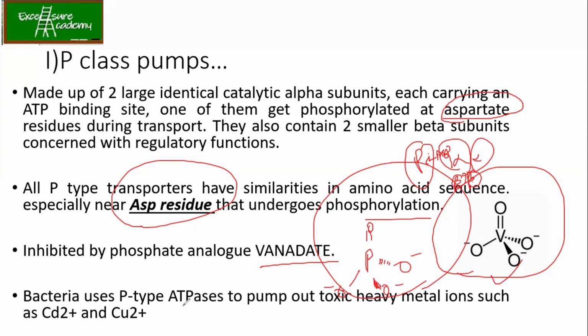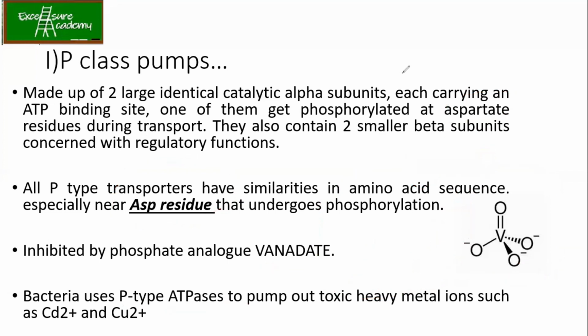Bacteria use P-type ATPases to pump out toxic heavy metal ions such as cadmium 2 plus and copper. If cadmium and copper go inside the bacteria, it is going to cause toxicity, which results in the death of the bacteria. So if they are resistant, it means they have these P-type ATPases to pump out all these heavy metal ions. These are the bacteria of the class where heavy metal toxicity cannot work in order to kill. Clear? Are you able to follow?